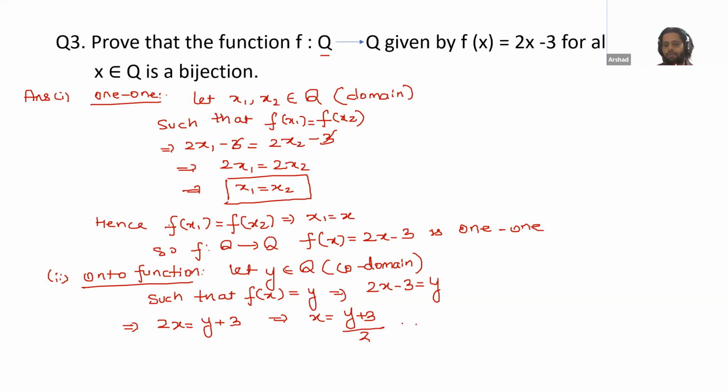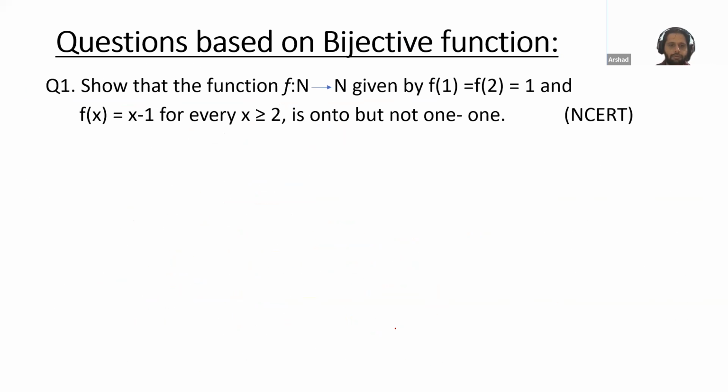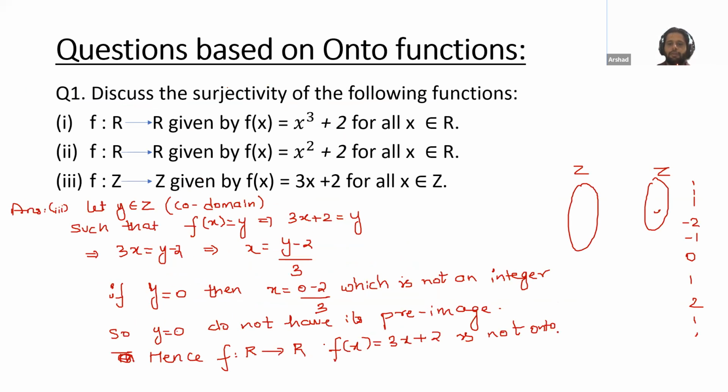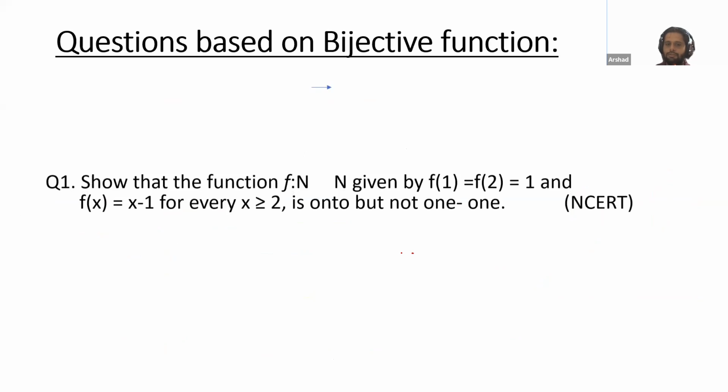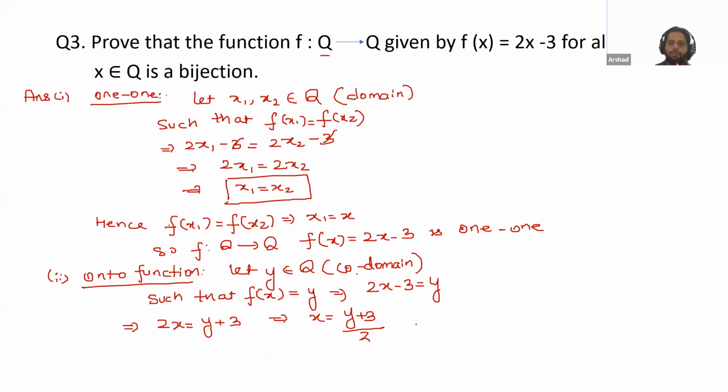Now if you check the previous question, what was the issue? Here the set was integers. That's why we were saying that minus 2 by 3 is not an integer. But in this question, which is almost similar, we have the set of rational numbers. If in place of y you put any rational number, then (y plus 3) by 2 will always be a rational. In that question it was integers, so fractions and decimals were not allowed. But here in place of y you can put any value, and the final result, (y plus 3) by 2, will always be a rational.